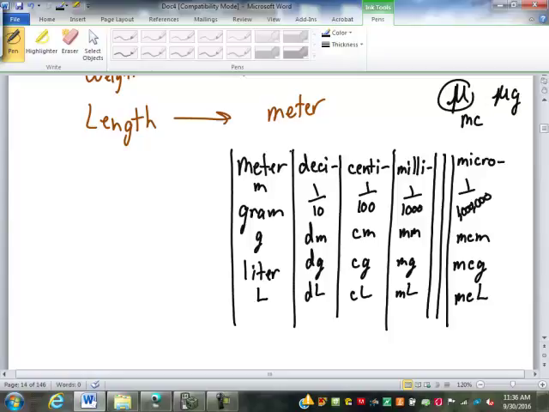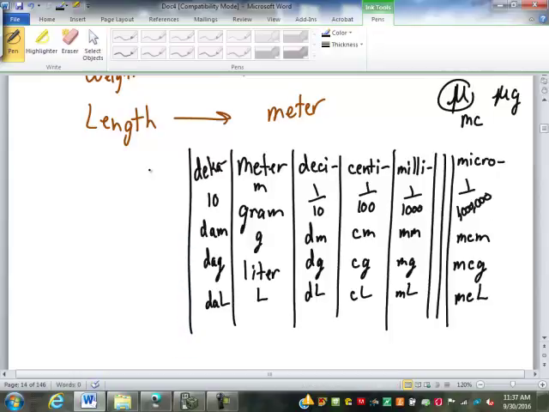As we go larger, if we need to measure something larger than our standard units, we have deca. A deca is 10. So since little d is the abbreviation for deci, we use da for deca. So dam is a decameter, that's 10 meters. Dag is a decagram, or 10 grams. And daL is a decaliter, or 10 liters.